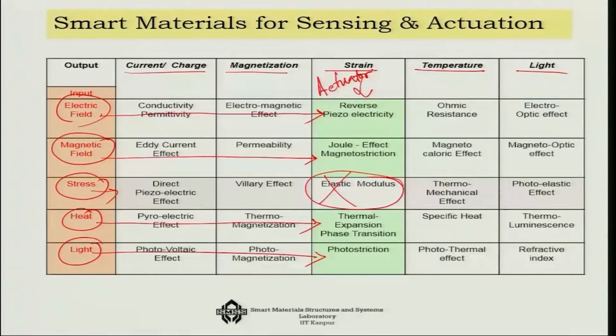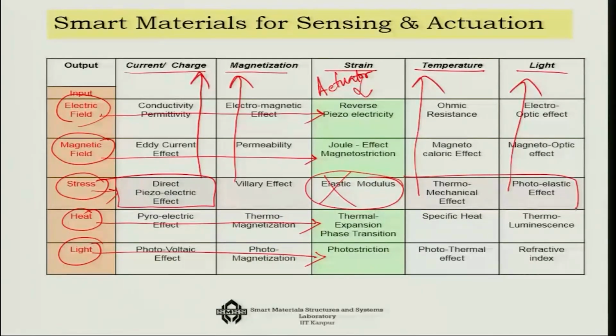On the other hand, if I look at these properties where strain generates current or charge, or a change in magnetization, change in temperature, or change in light, then these regions are used as sensors. So the horizontal block is for smart sensing and the vertical block, except the diagonal, is for smart actuation.